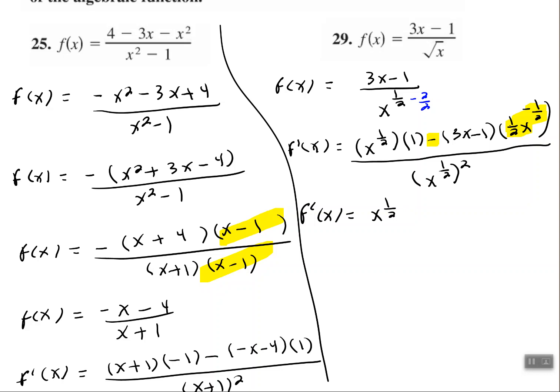Negative 1/2 times 3 is 3/2, x to the first times x to the negative 1/2. When you multiply like bases, you add the exponents. So 1 minus 1/2 is simply 1/2. Now let's distribute the 1/2 x to the negative 1/2 to negative 1. That just changes the sign and makes it plus 1/2 x to the negative 1/2.